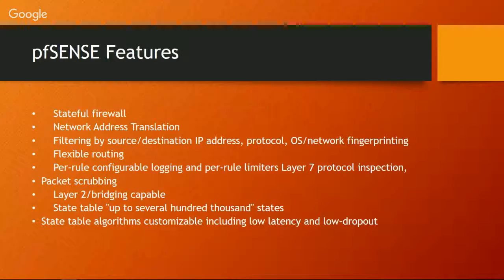Some of its features include that it's a stateful firewall, network address translation, filtering by source/destination IP address, protocol, OS/network fingerprinting. It has flexible routing, per-rule configuration logging and per-rule limiters, layer 7 protocol inspection, packet scrubbing, layer 2 bridging capability, a state table up to several 100,000 states, and state table algorithm customizable, including low latency and low dropout.